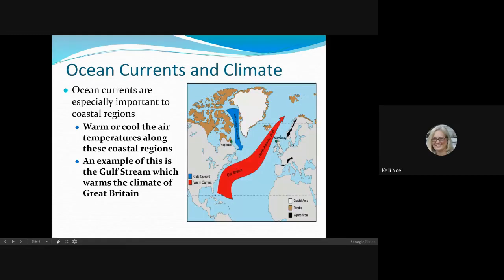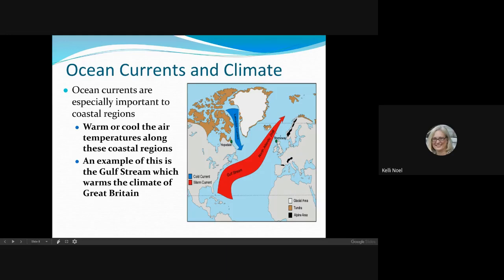All right, then the second bullet. They're very important to coastal regions, and here's the reason. They're going to warm or cool the air temperatures. So along our coast, we have the Gulf Stream. That's a warm current. So we're going to have warmer coastal temperatures.